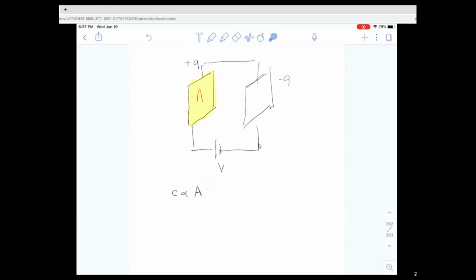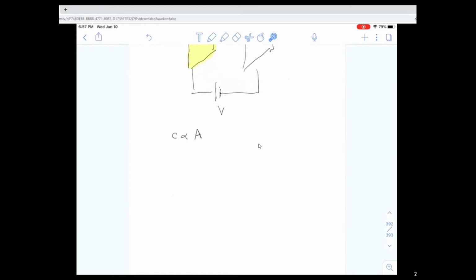The second one is almost as intuitive as the first one. It depends on the separation distance. The closer these oppositely charged regions are to each other, the larger the capacitance is going to be. So the capacitance is going to be inversely proportional to the separation distance. Smaller the distance is, the larger the capacitance is.